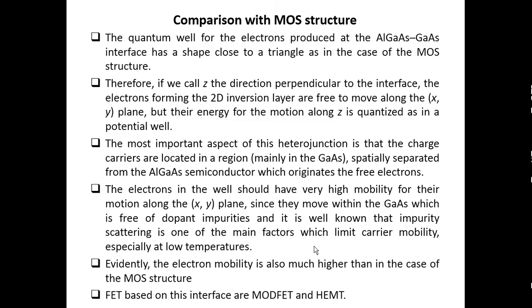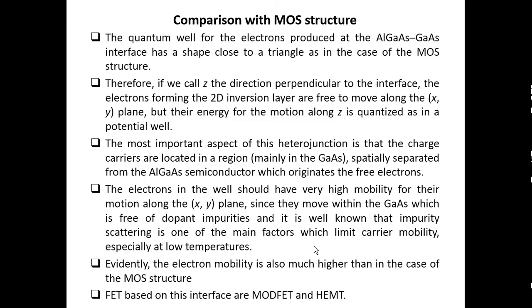The most important aspect of the heterojunction is that the charge carriers are located in a region, mainly in the gallium arsenide, which is spatially separated from the aluminum gallium arsenide semiconductor, which originates the free electrons. So, in the aluminum gallium arsenide heterostructure, the charge carriers are located on the gallium arsenide side, where there is no dopant added, so impurity scattering is not there. So the electron attains very high speed of motion.